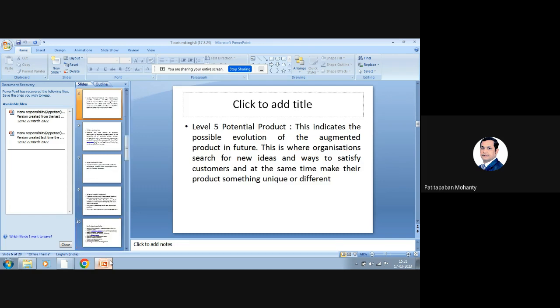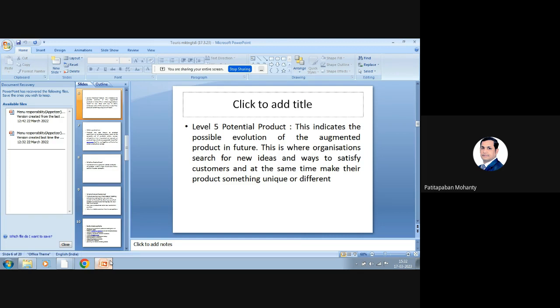Then next is level 5, the final product, your potential product. So what does it mean, the potential product? The potential product has the kind of attributes which involve some innovation, some creativity, and sometimes it is called fortified, or enriched. It is called enriched product, which actually satisfies the taste buds of the customers, or satisfies the consumers in every level. So that's why it is called a potential product.